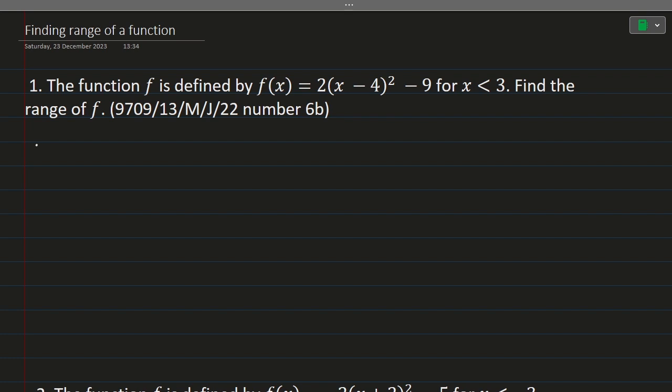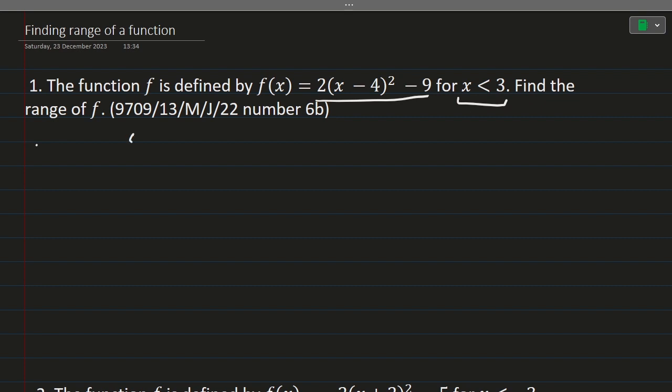So in this video, we'll be solving questions on finding the range of a function. Number 1. The function f is defined by f of x is equal to 2 times (x minus 4) squared minus 9 for x is less than 3. Find the range of f. So, a given function f and its domain x is less than 3. To find its range, we have to be able to sketch the graph of f. So let's start by doing that.